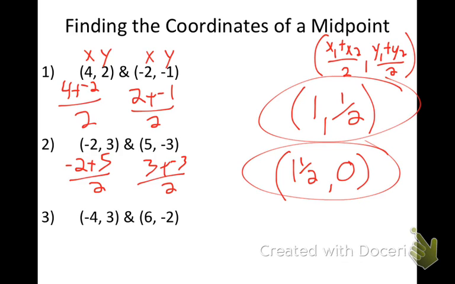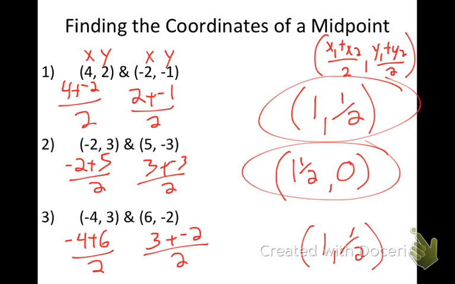3, Alex, what are my x values? Negative 4 and? So I have negative 4 plus 6 divided by 2. Negative 4 plus 6 is what, Alex? Positive 2. Positive 2? Divided by 2 gets me 1. Seth, what are my y values? No, what are my y values? 3 and... So 3 plus negative 2 divided by 2. What's 3 plus negative 2 going to give me, anybody? 1 divided by 2 is? Half. There's my midpoint again.